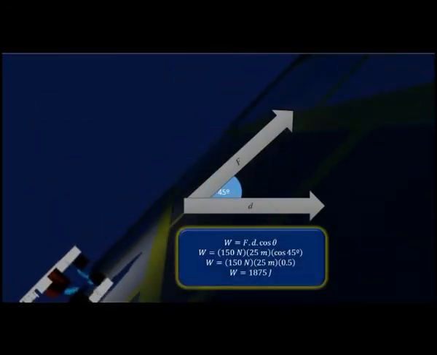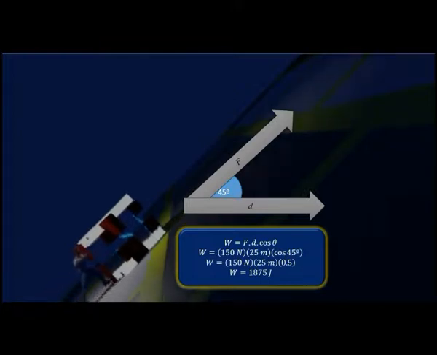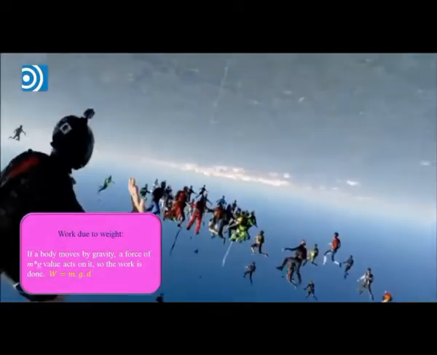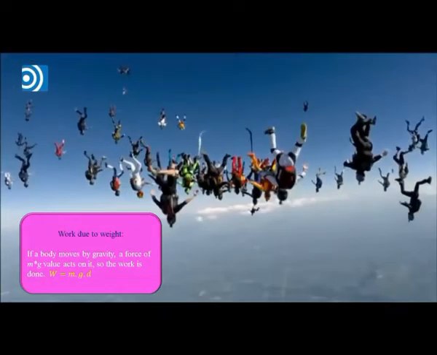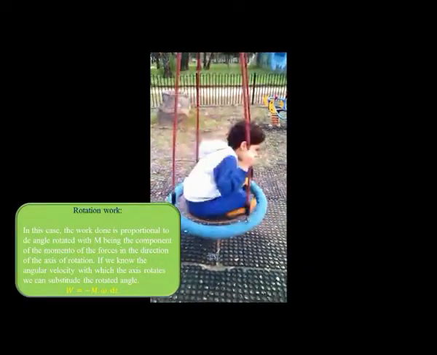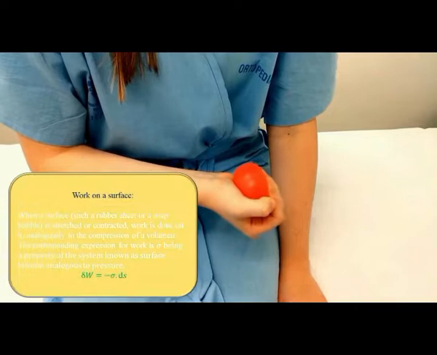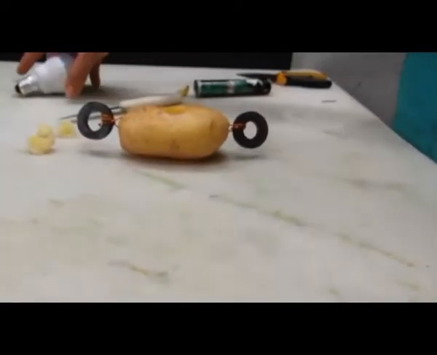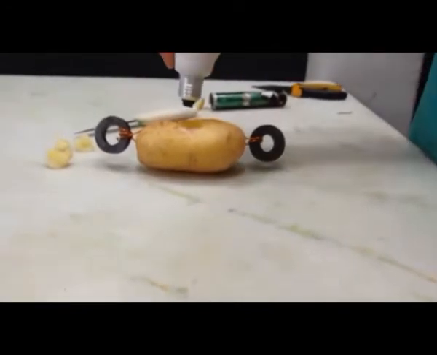But what if there's an inclination? We would calculate the same way, only multiplying by the cosine of the angle at which the work is carried out. We can see the work in different ways. Work due to weight, rotation work, work on a surface, and electrical work, one of the most influential in physical chemistry.